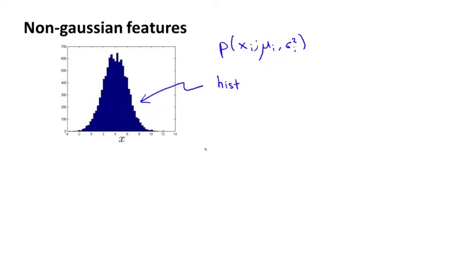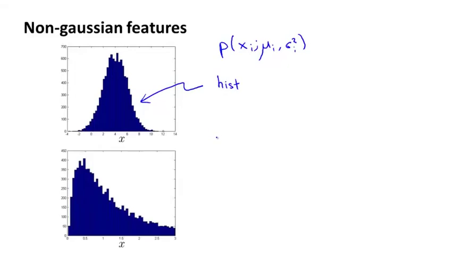But it looks like this. This looks vaguely Gaussian, so if my features look like this, I'd be pretty happy feeding it to my algorithm. But if I were to plot a histogram of my data, and if it were to look like this, well, this doesn't look at all like a bell-shaped curve, right? This is a very asymmetric distribution. It has a peak way off to one side.